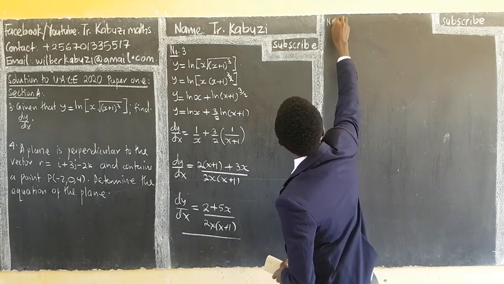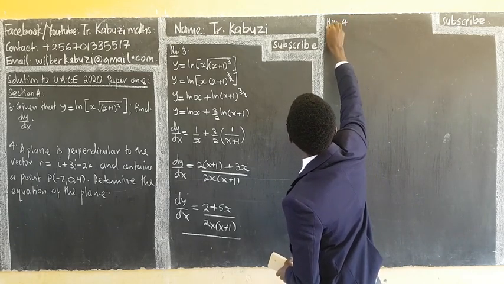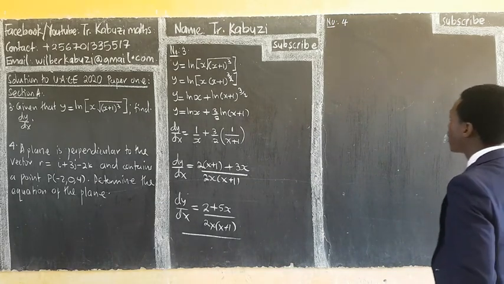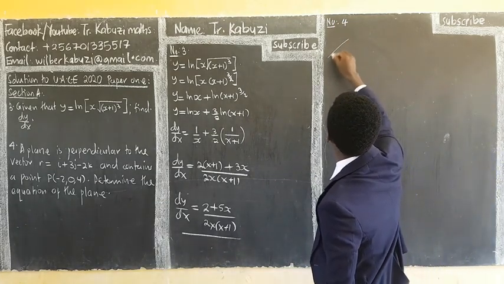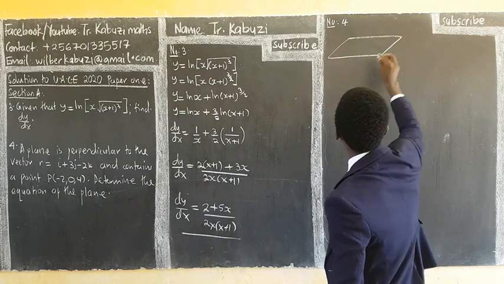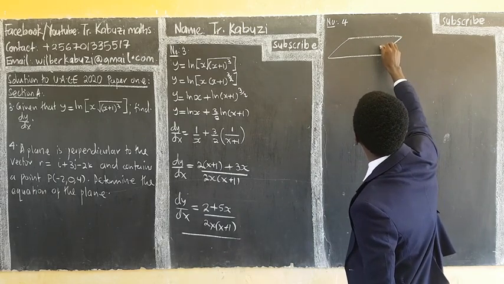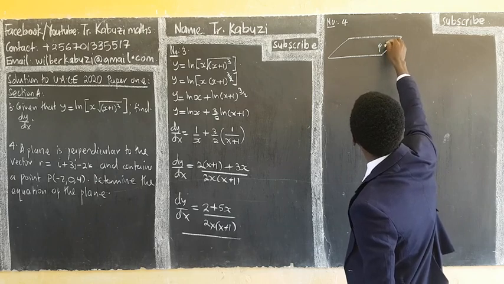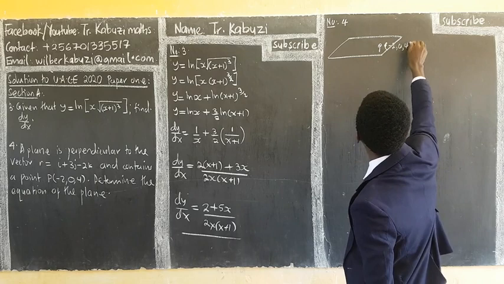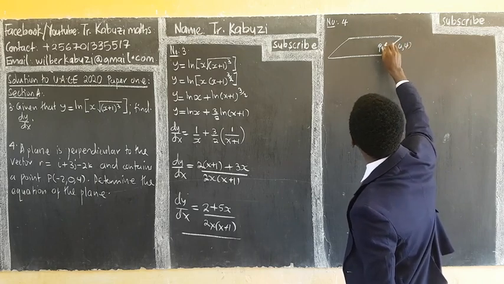So this is our number 4. They are giving us an equation, and they want us to find the equation of the plane. This plane has a point P. This point P is negative 2, 0, 4. So this is the point in the plane.